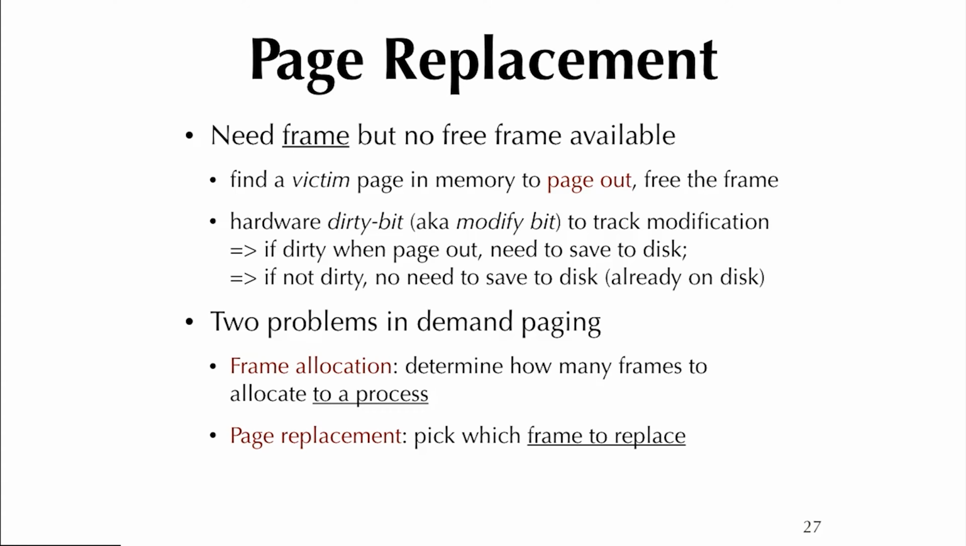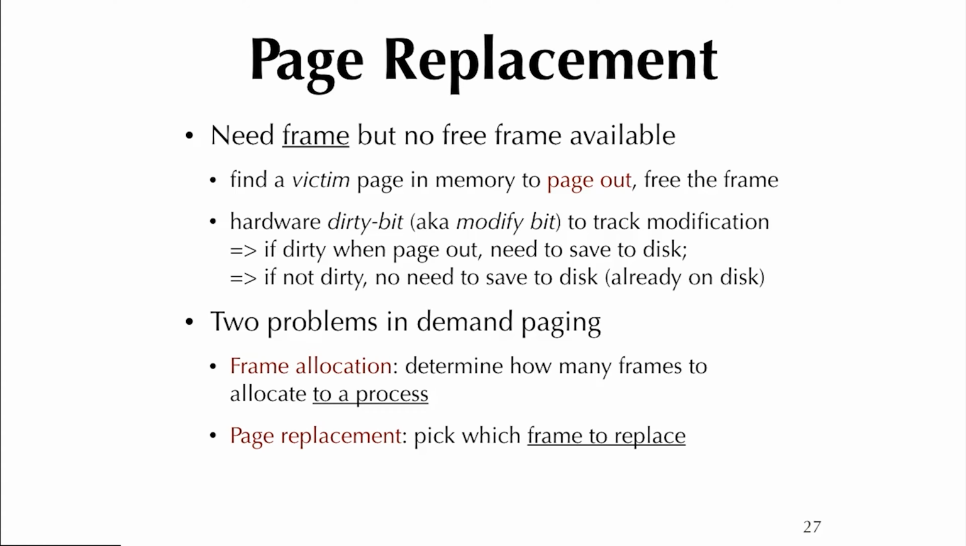Now, to do this, hardware would keep a dirty bit, and you've seen dirty bits in different contexts. Caches have dirty bits, pages can have dirty bits too. So if it's dirty, that means you do need to do a page out operation, right? That means save this content to disk before you can reuse it. But if it's not dirty, the content is already on disk. No need to save. You can just go ahead and reuse it, right? Zero it out and reuse.